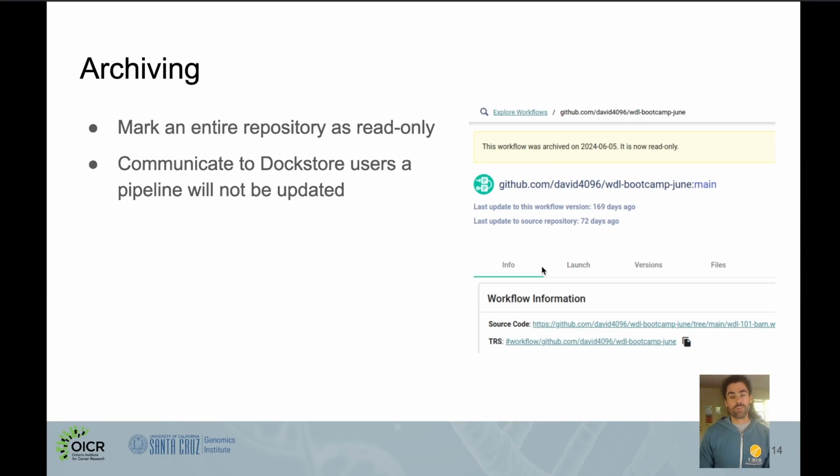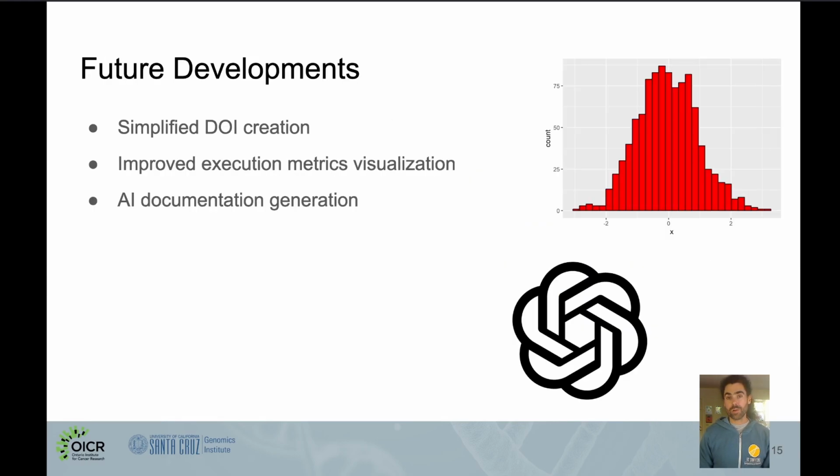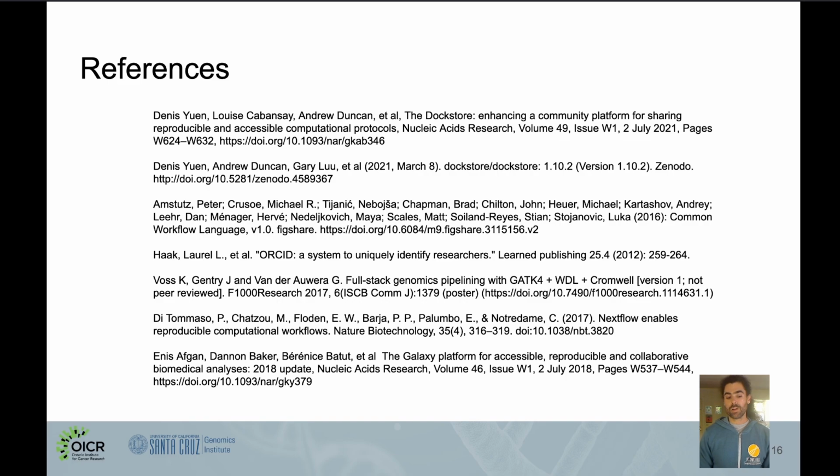So that's it for the new features I'd like to highlight. I'll mention very quickly some future developments. We're going to simplify DOI creation even further. We'd like to improve the visualization of execution metrics, and we're also experimenting with generating documentation for your workflows using AI. Here are our references.